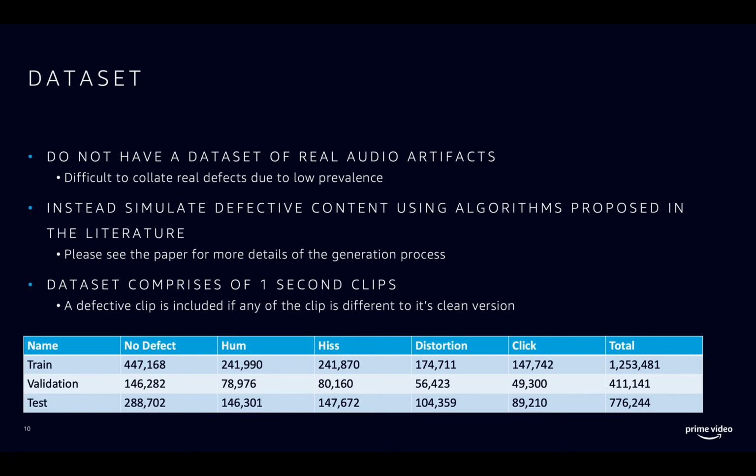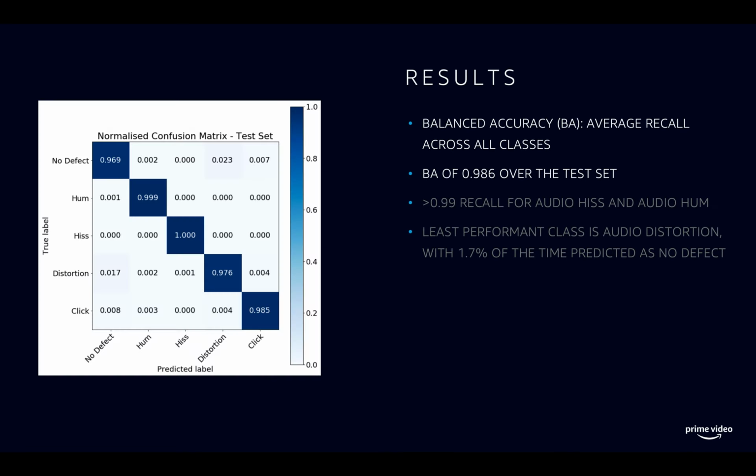The table at the bottom of the slide indicates the number of samples in each class across the 3 datasets. The total trained dataset is constructed from approximately 1.25 million 1-second clips, the validation dataset approximately 410,000, and the test set approximately 780,000. We assess the quality of the model using the balanced accuracy, the average recall across all the classes. Over the test set, we observe a balanced accuracy of 0.986.